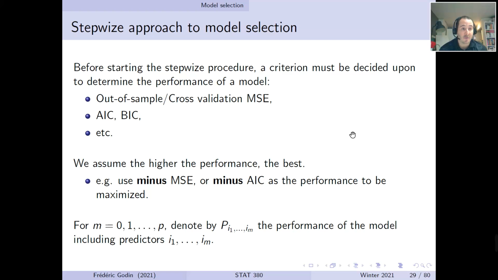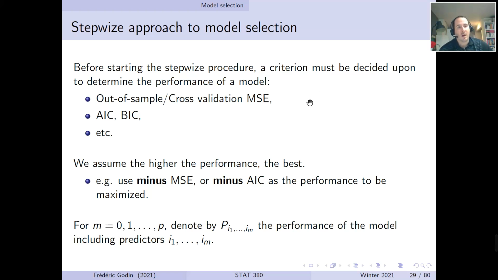So if you have a lot of computing power, or if you don't have too many predictors, then this is a very sensible approach, okay? Because we saw earlier that this can be a very good criterion. If you have less computing power, or you have many predictors, then maybe you could use AIC, AICC, or BIC as the criterion to assess the performance of the various models, etc. Okay, so these are examples of criteria.